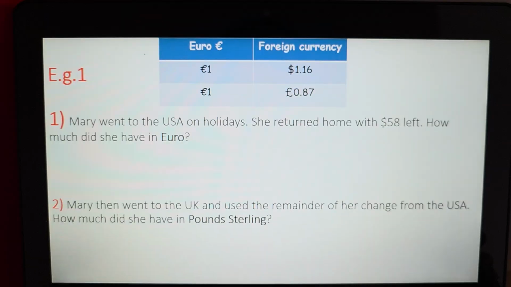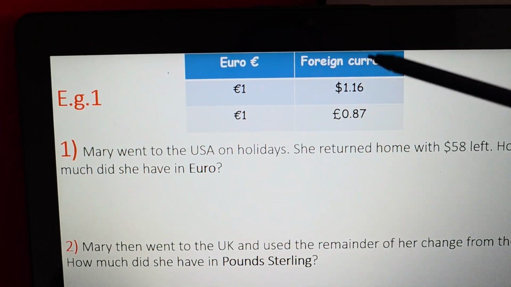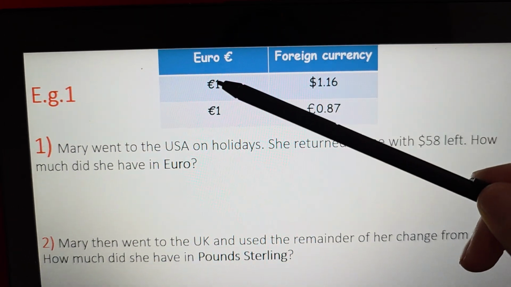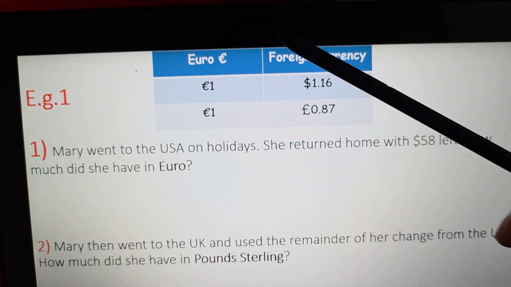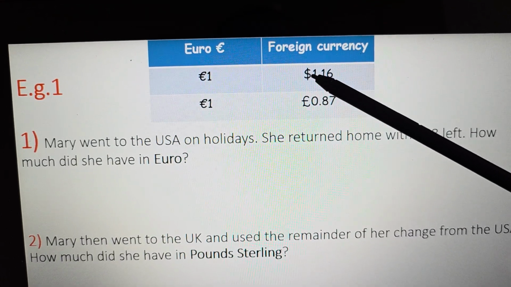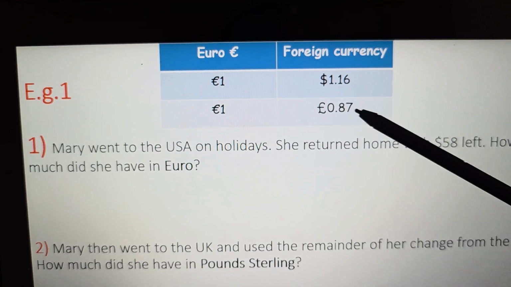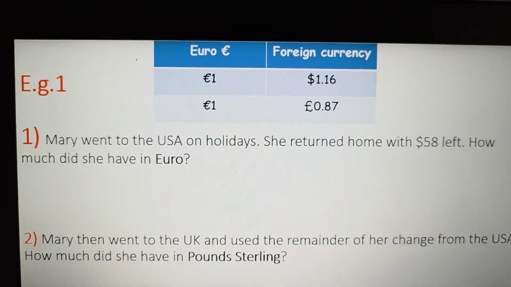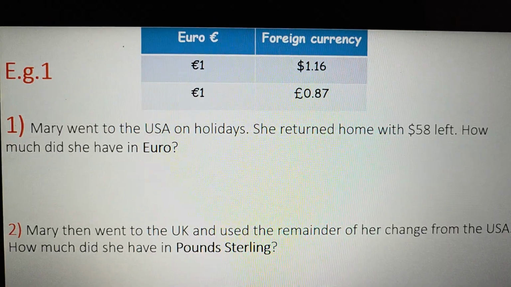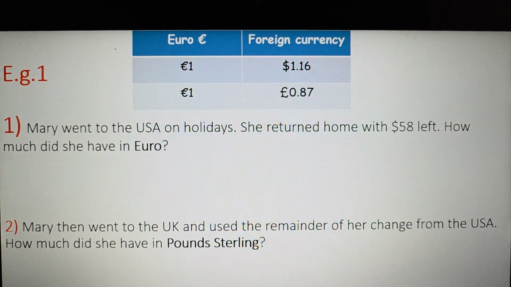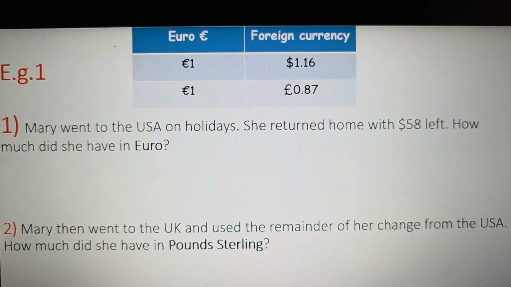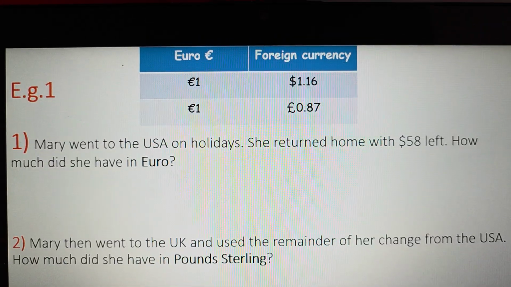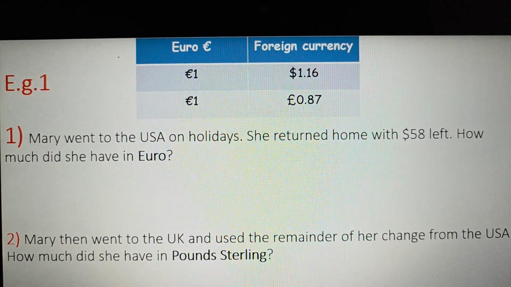Okay, example 1. So we've got our exchange rates here in the table. So this exchange rate is euros into dollars, so that'd be American dollars. And this exchange rate is euros into pound sterling. All right, so that's the UK. So example 1 says, Mary went to the USA on her holiday, so she went to America. She returned home with $58 left, so she has foreign currency in her pocket. How much did she have in euro?